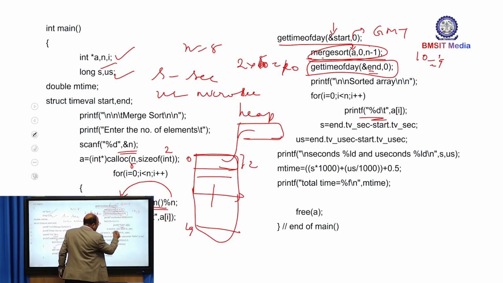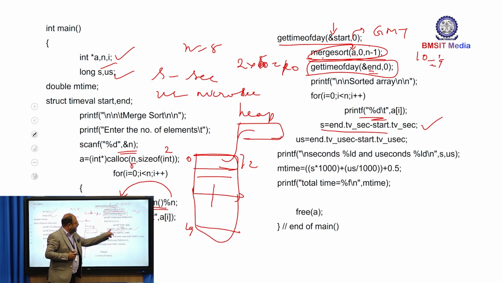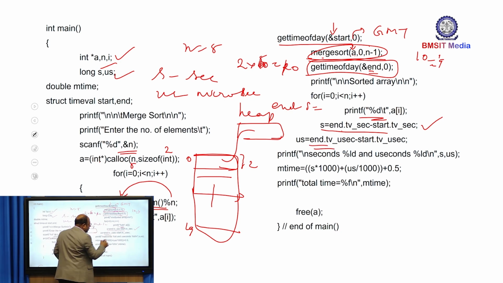In that context, I am going to print the seconds. To print the seconds, I have to take the end value. End minus start will give my seconds value. Then in terms of microseconds, if you take end minus start, that gives my microseconds value.